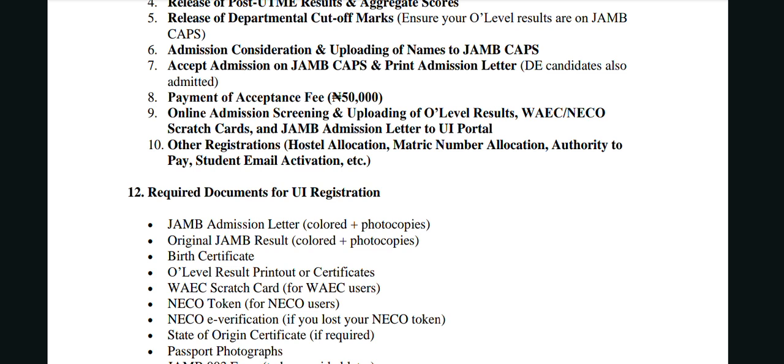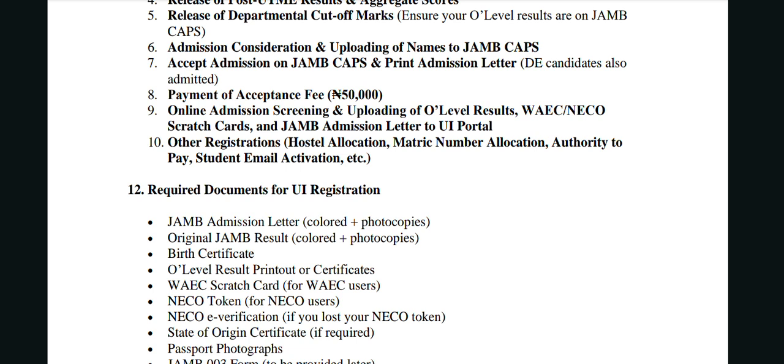But we used to have issues with this because some people will not listen to our instruction. They will definitely have issues when they upload unclear or illegible O-level results, or when they upload exhausted WAEC scratch cards or exhausted or invalid NECO tokens.